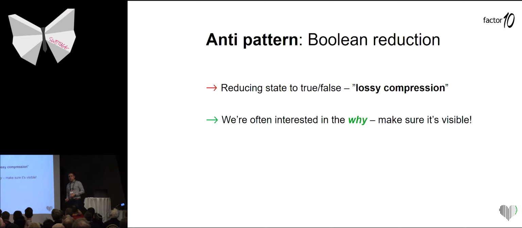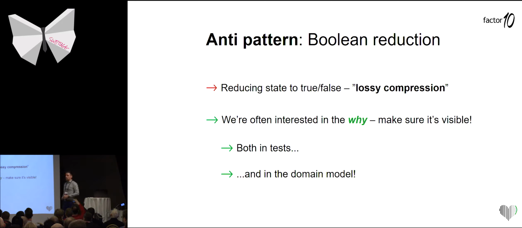And in 99.99% of the cases, I would say that we are always interested in the why. Why did it fail or succeed? Why was it true? Why was it false? And we must make sure that it's visible, both in the tests, as in the first example, where we want the test to fail with all possible details, but also in the domain model. So in this case, my test led me to refactor the domain model a bit so that I can get more information out of this valid method. And then you could argue that you shouldn't do that because it was only a test, but it's useful in other contexts as well, in production.